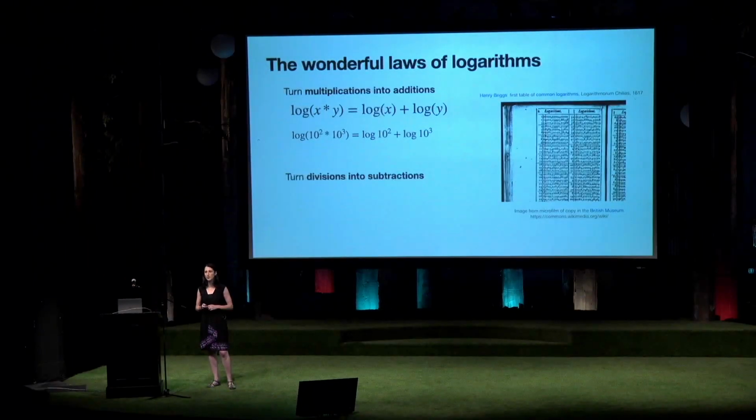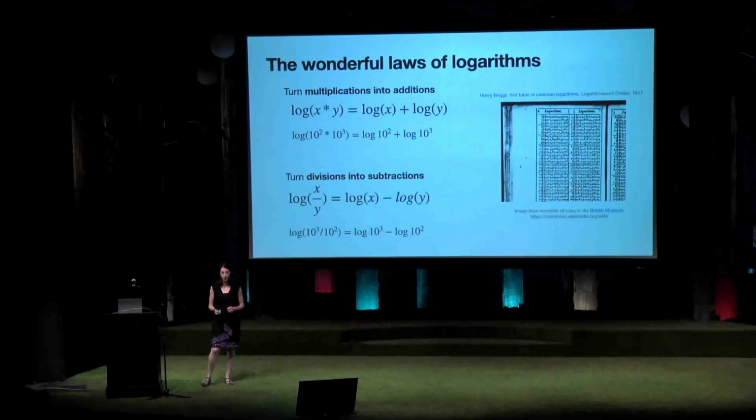And what logarithms do for us is that they turn multiplications into additions. So instead of multiplying ginormous numbers, we are going to be adding ginormous numbers, which is an easier problem to solve. And they also turn divisions into subtractions. And you can do all this with the help of a log table at the time. So this is early 1600s. Henry Briggs came up with the common logarithm, which is log base 10 log table. Of course, today we use computers for that.